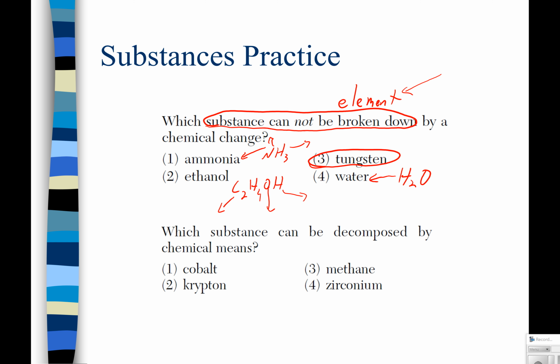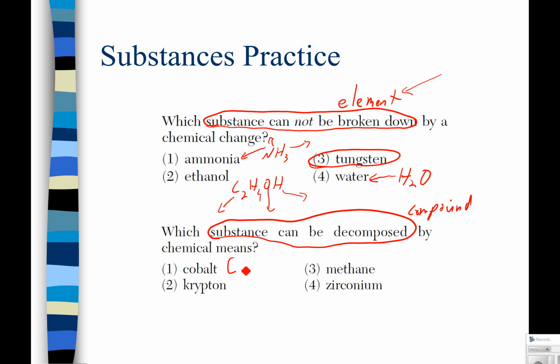Now, the other side of this question, you might see it in this form as well. Which substance can be decomposed? So if something can be decomposed by chemical means, this means that it has to be a compound. And generally, with this question, you're given three elements and one compound, and you're left to determine which one is the compound.